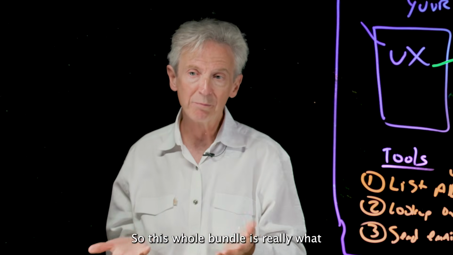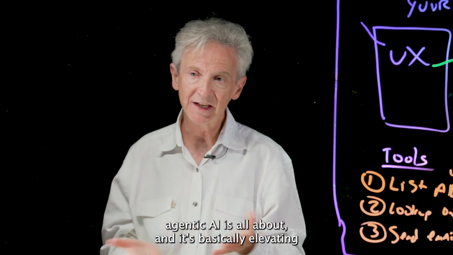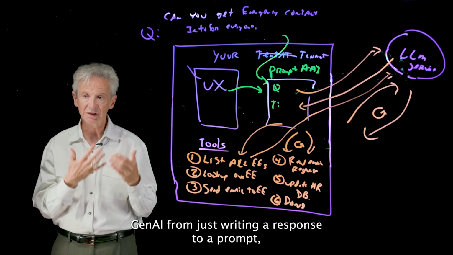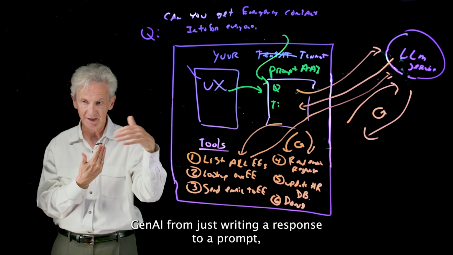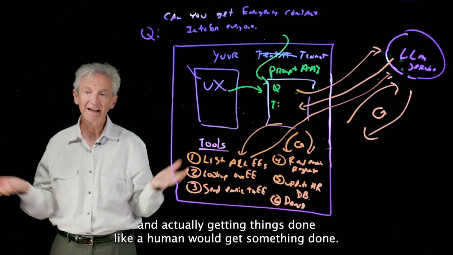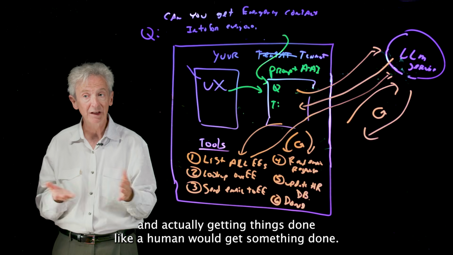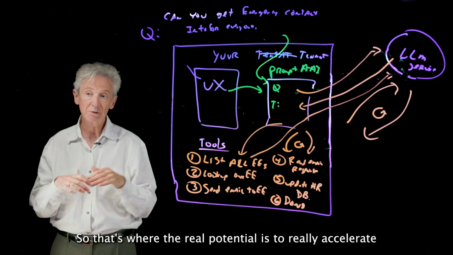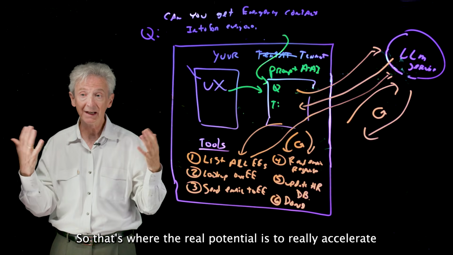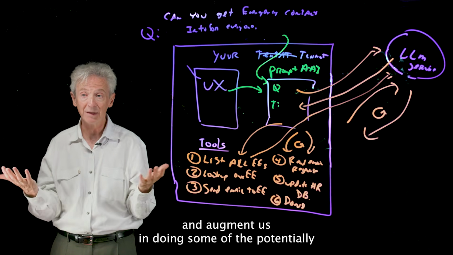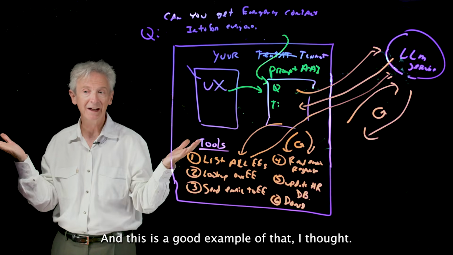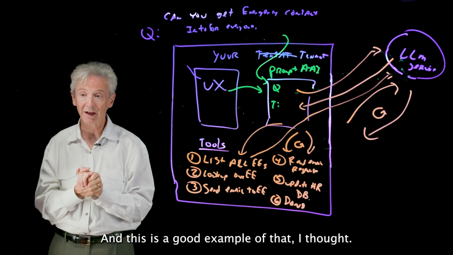So this whole bundle is really what Agentic AI is all about. It's basically elevating GenAI from just writing a response to a prompt, the back and forth that you're used to over the past couple years, to actually getting things done like a human would get something done. So that's where the real potential is to accelerate and augment us in doing some of the potentially grunt work. And this is a good example of that, I thought.